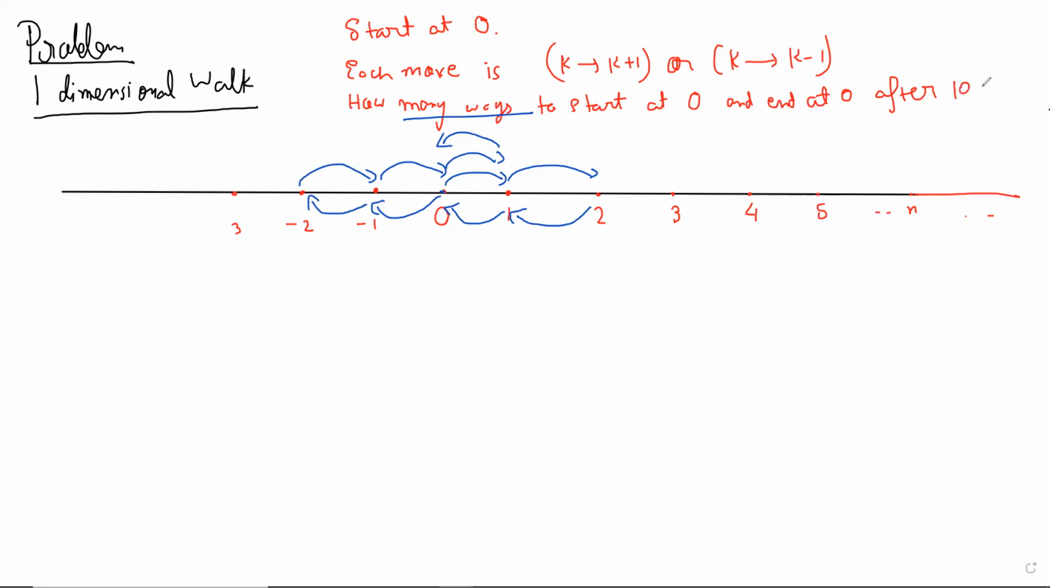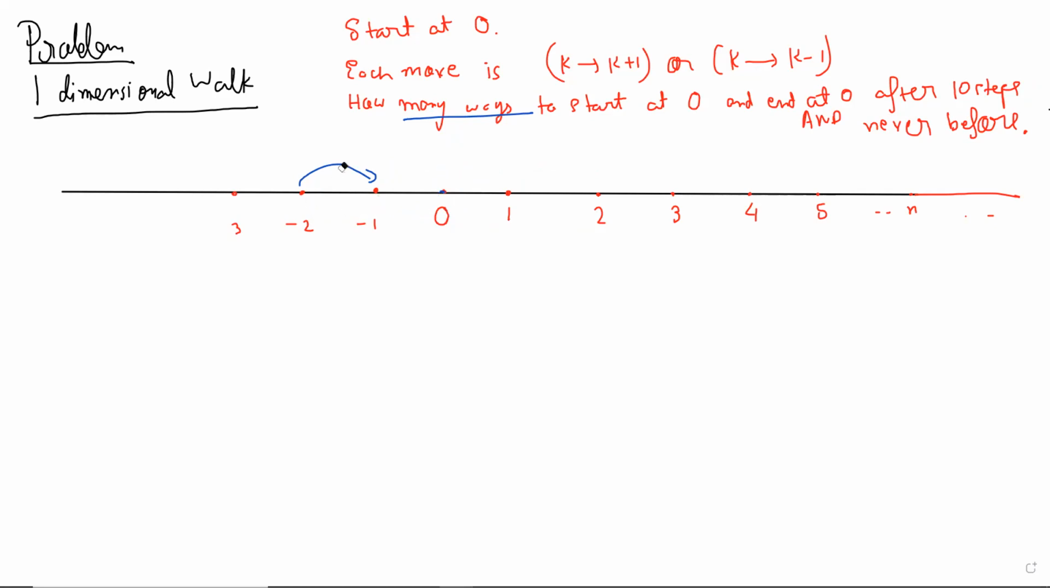After 10 steps, exactly 10 steps, never before. So you are not allowed to come back to the origin at the 8th step or 9th step. You cannot come back. It has to be an even number of steps, but you cannot come back to the origin before 10 steps.